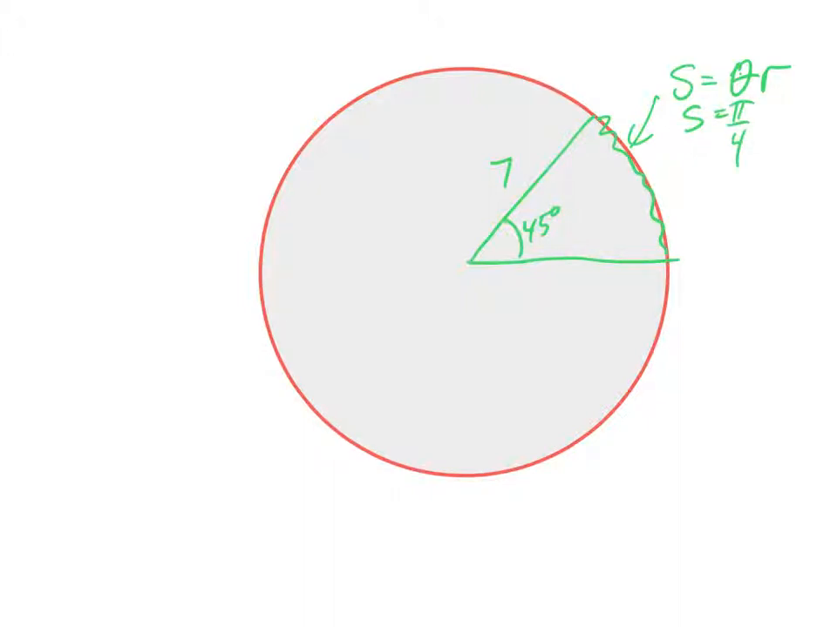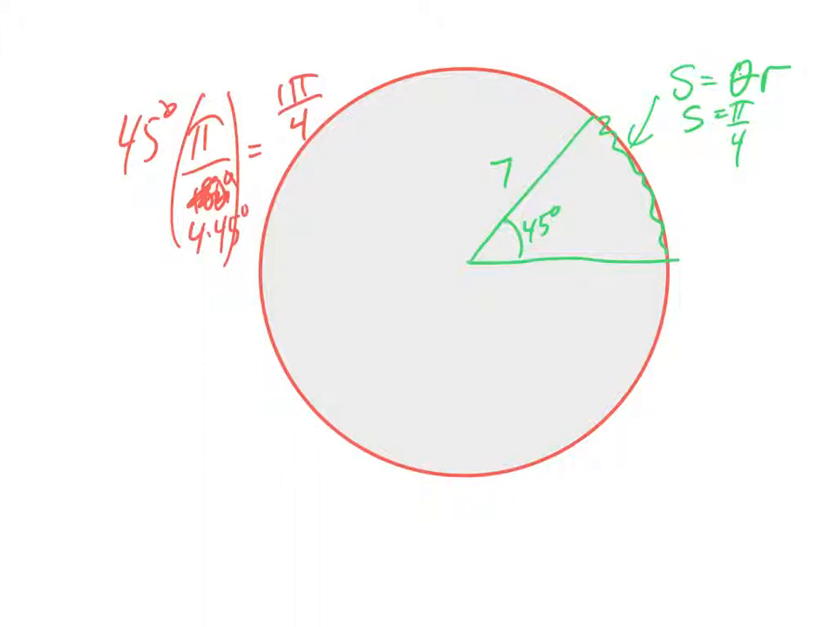If you have trouble with that, I'll show you over here. 45 got multiplied by pi over 180. And once you reduce it down, the degrees canceled until it became pi over 4, because 180 is really 4 times 45. If I do it that way, you can see the 45s cancel, and I'm left with pi over 4. So pi over 4 times the radius, which is 7. So 7 pi over 4.